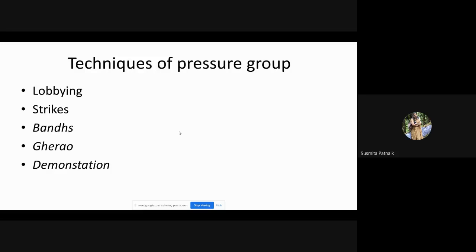Among the techniques of pressure groups, we have 5 types of techniques. The first is lobbying, then strikes, bandh, gherao, and demonstrations. The first one is called lobbying.